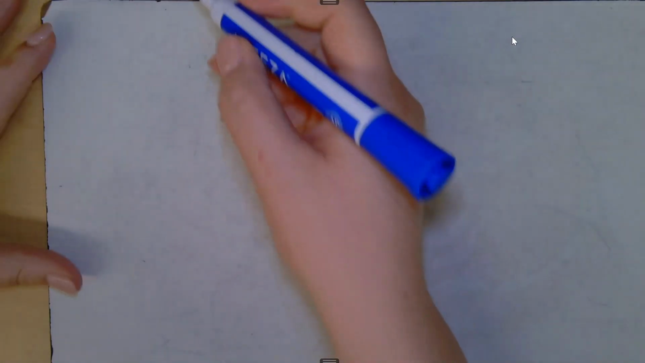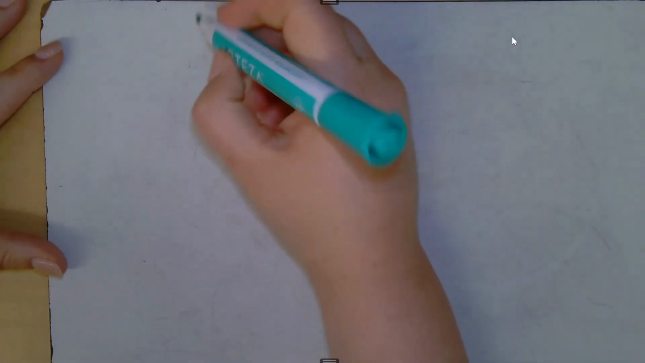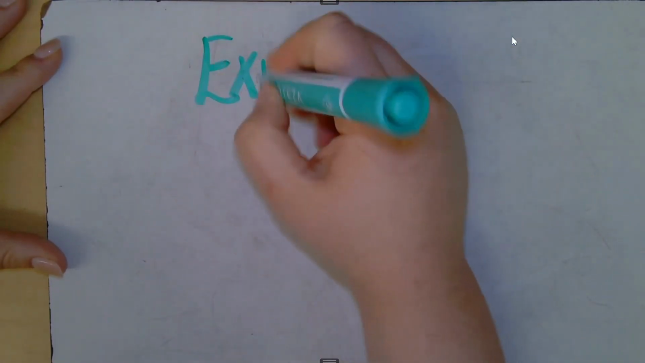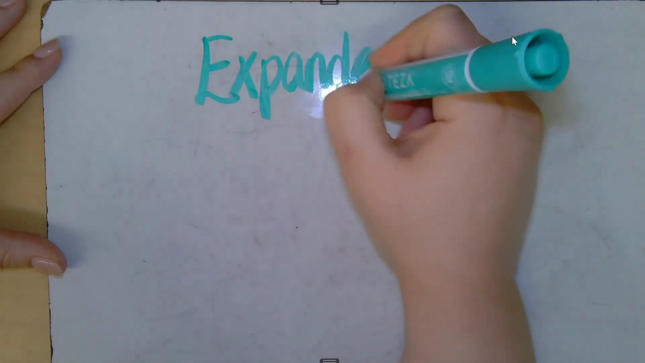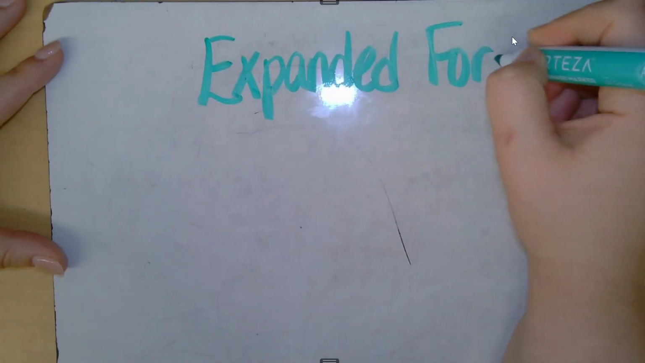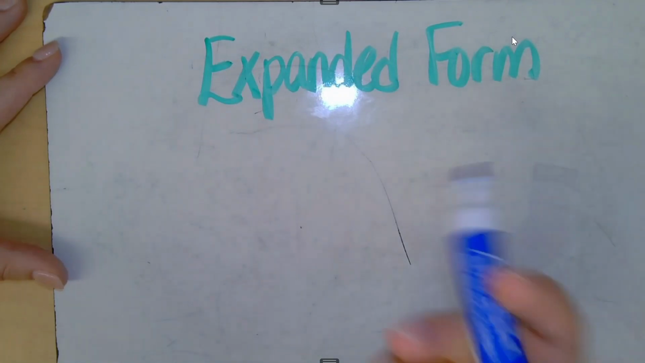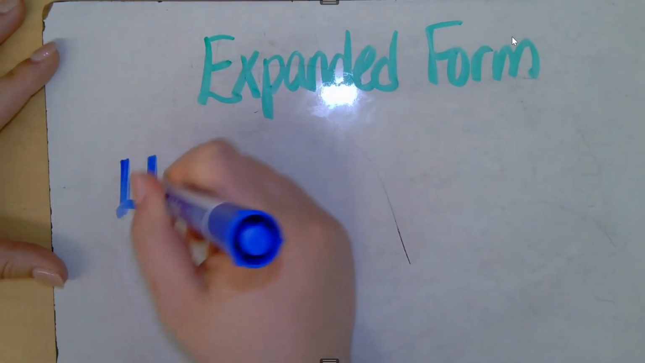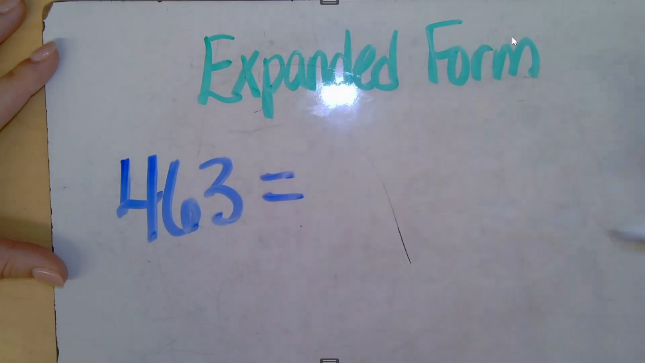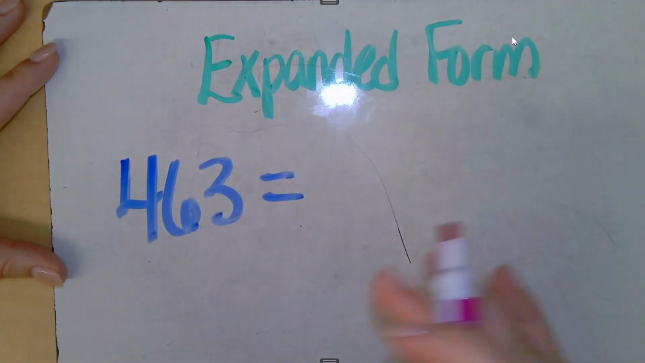Well, before we even address using the break apart strategy to add, I want to talk about expanded form. So I want you to go grab a whiteboard or a piece of paper and a writing utensil, pause the video, and come back. Okay, so now that you're back, let's talk about expanded form. When we're writing numbers in expanded form, we're taking a number and we are expanding it out by writing the value of each place value.